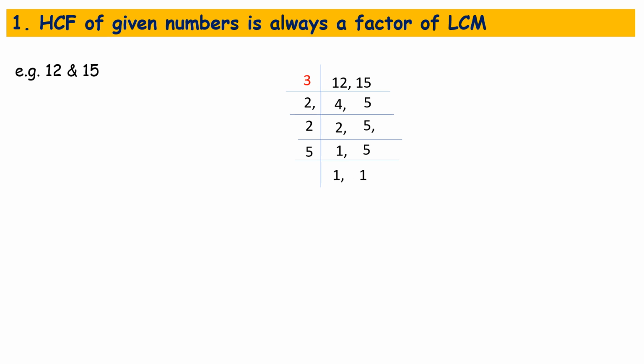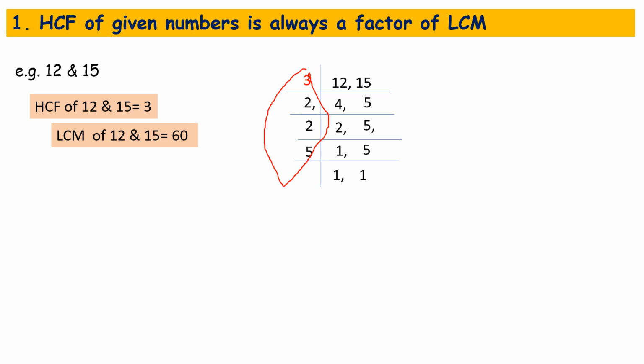So here the HCF, highest common factor, is 3, whereas the LCM is all these numbers multiplied together. So let's write it down here. HCF is 3 and LCM is 3 into 2 into 2. 3 2s are 6, 6 2s are 12, and 12 times 5 is 60. So we got 60. Now what does the statement say? The statement says the HCF of given numbers, that is 3, is always a factor of LCM.